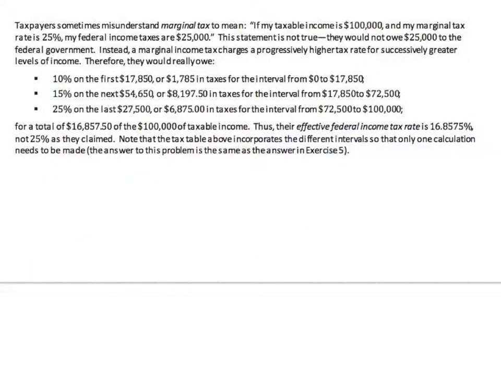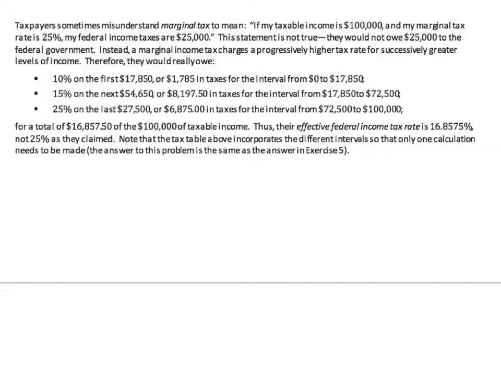Now, another thing that we can calculate with tax is the tax percentage. Taxpayers sometimes misunderstand marginal tax to mean if my taxable income is $100,000 and my marginal tax rate is 25%, my federal income taxes are $25,000 because 0.25 times 100,000 is 25,000. The statement's not true. They would not owe $25,000 to the federal government. Instead, a marginal income tax charges a progressively higher tax rate for successively greater levels of income.